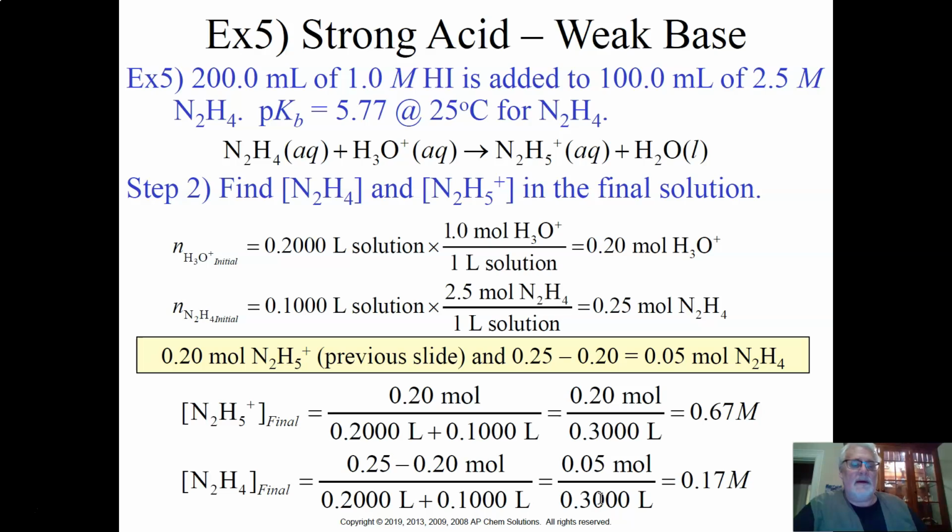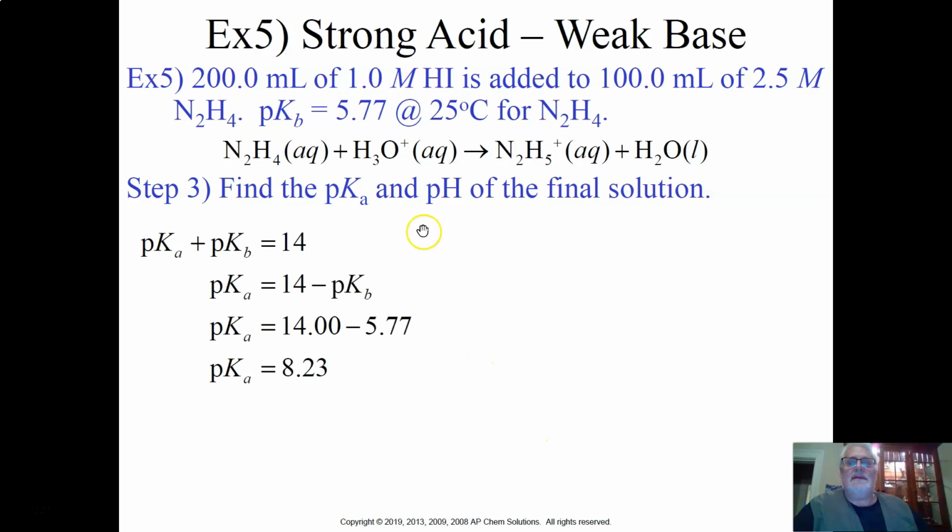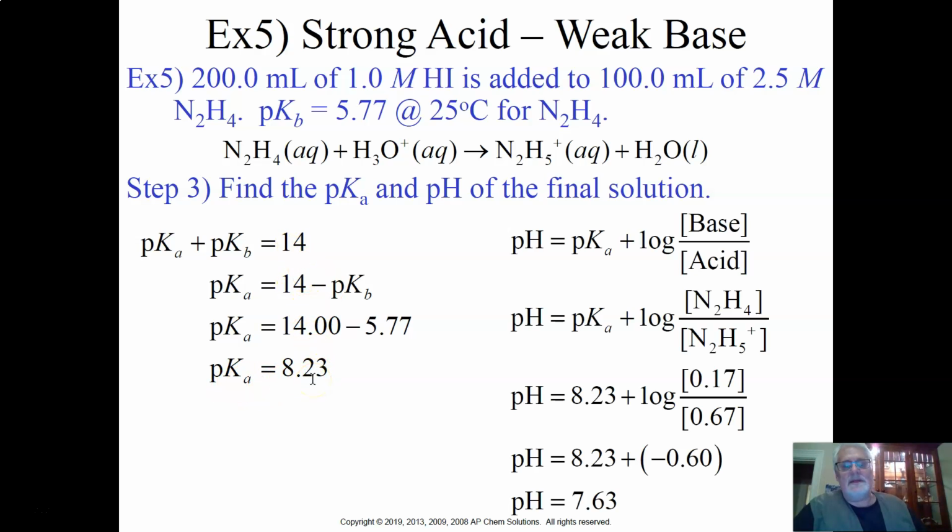Okay, so you've got your 2 concentrations, and notice in this problem they gave you a pKb. So to figure out pKa, hopefully you remember this little equation. It's on your purple sheet too. You just got to add up to 14. Don't worry about sig figs on the 14. You got pKa value is now known.